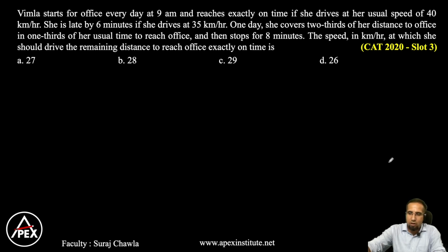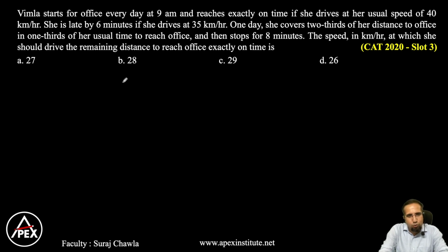Now, let's look at this question. The question says that Vimla starts for office every day at 9 a.m. and reaches exactly on time if she drives at a usual speed of 40 kilometers an hour. She is late by 6 minutes if she drives at 35 kilometers an hour. This is a standard speed, time and distance question. In this case, the distance traveled in both cases is the same, right?